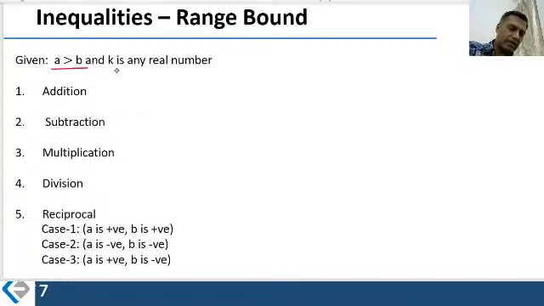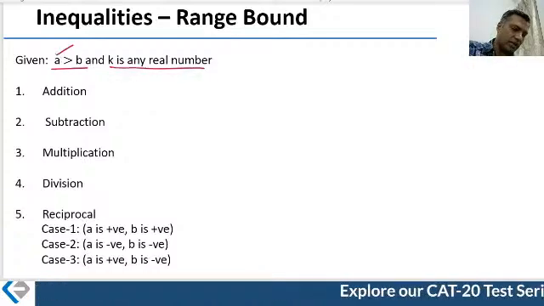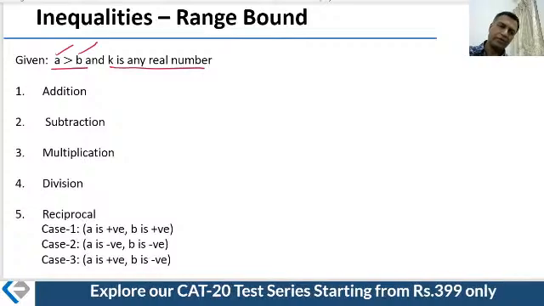Then I have another number K, which is a real number. Of course, A and B are also real numbers. And I have another number K, which is also a real number.